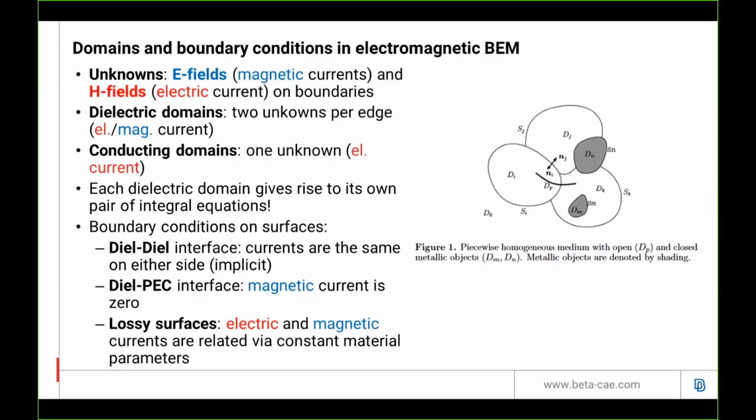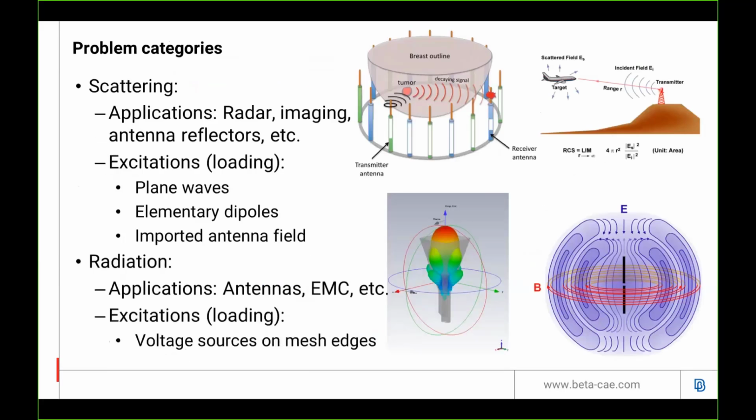So this means that the electric and magnetic currents on these surfaces are related via constant material parameters. In such problems, we have two categories of examples: scattering problems and radiation problems. The scattering problems are problems where the objects are passive. They are the receptors of impinging electromagnetic radiation.